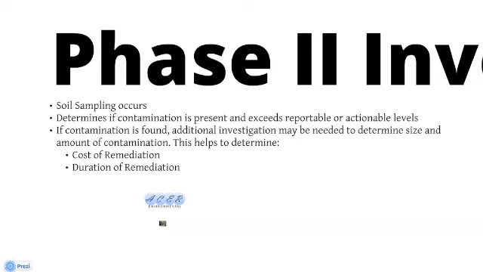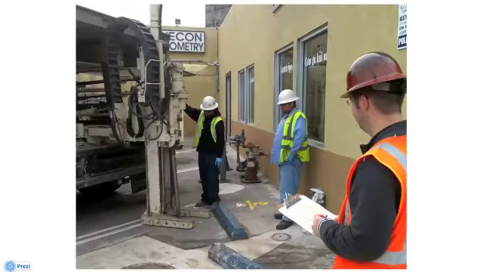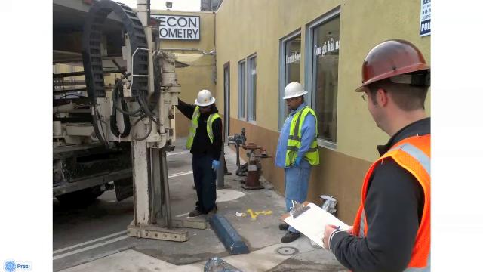For most small properties, the cost of a Phase 2 can range from $8,000 to $12,000 depending on the scope of work and takes about 2 weeks. Phase 2s determine if contamination is present and exceeds reportable or actionable levels. If contamination is found, additional investigation may be needed to determine size and amount of contamination. This helps to determine the cost and duration of remediation.